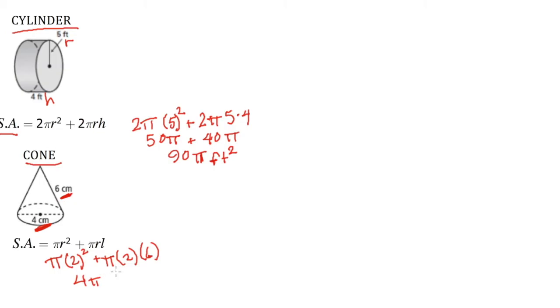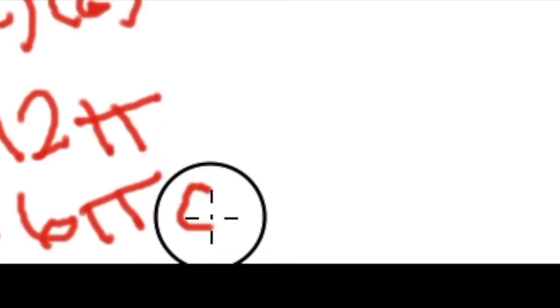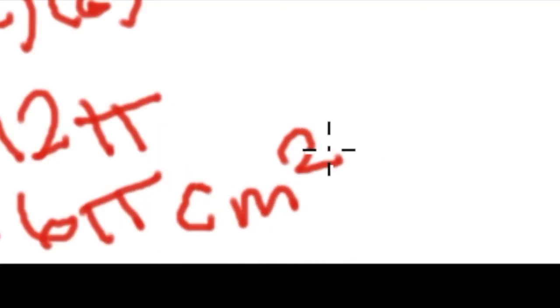Keep it in terms of pi because pi is delicious. Plus 2 times 6 is 12. So 12 pi. Once again, keep it in terms of pi. So 4 plus 12, 16. I promise you, I don't lie. 16 pi. Now, what am I not going to forget? No, not your birthday. The units, centimeters squared, because it's area.